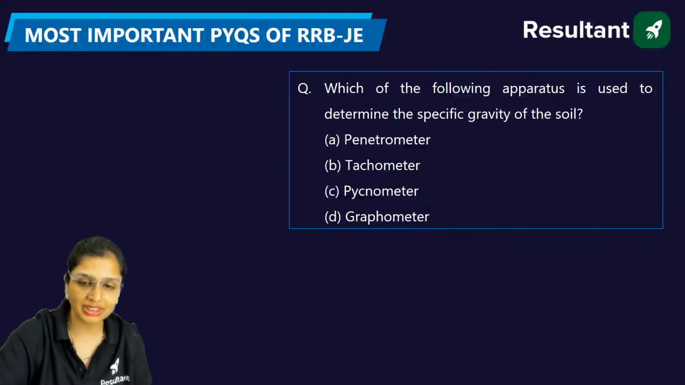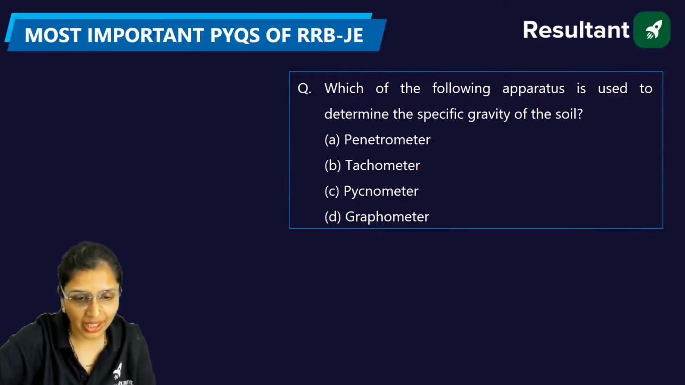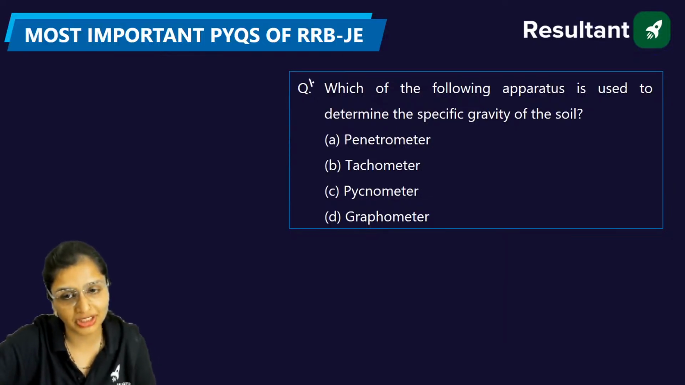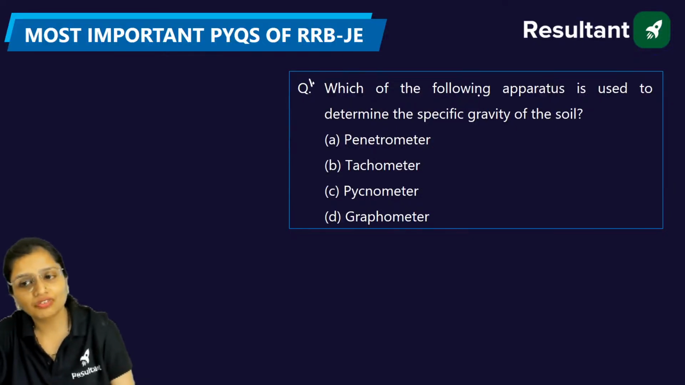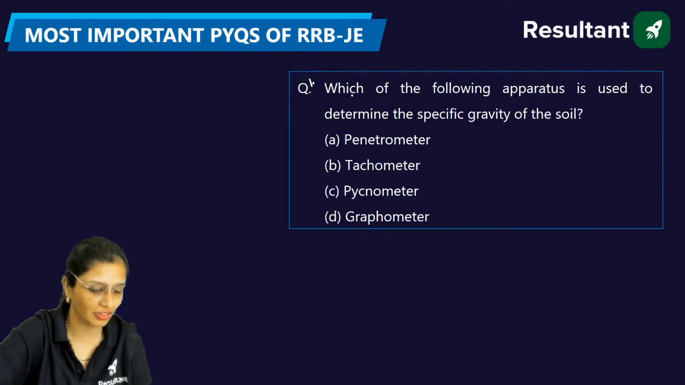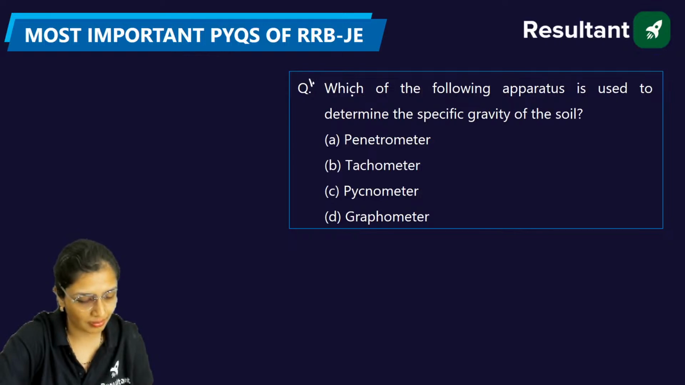Okay, now we'll start the session without any delay. So the most important PYQs of your RRB JE. First is, which of the following apparatus is used to determine the specific gravity of the soil? Come on, answer.